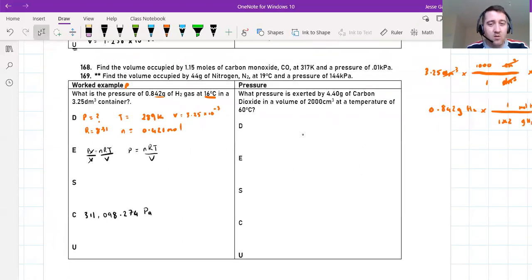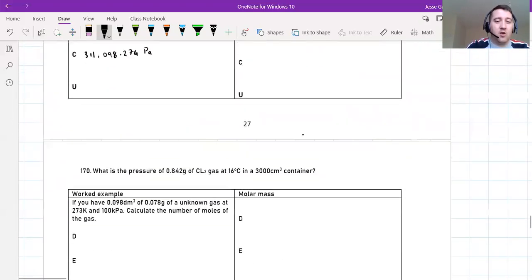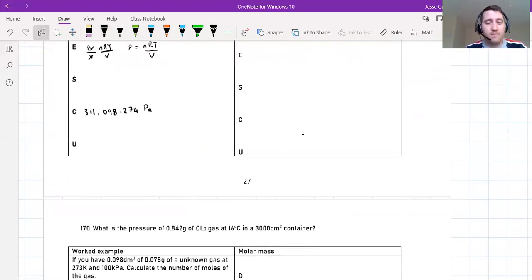So what we are going to do now is you guys are going to do this one here. Pause the video and have a go at it. And you're going to try 170 as well. Again, we'll go through the answers to them in class the next day.